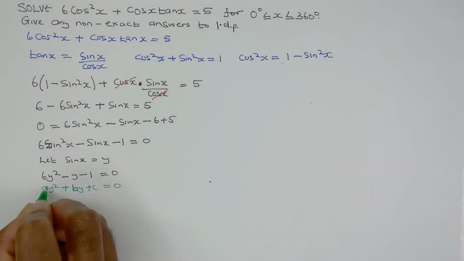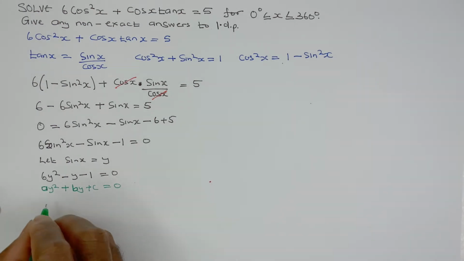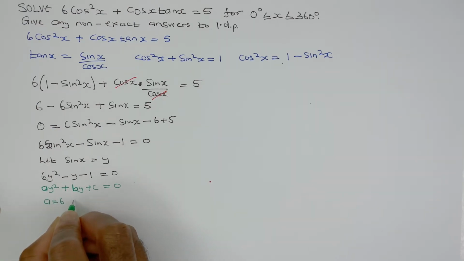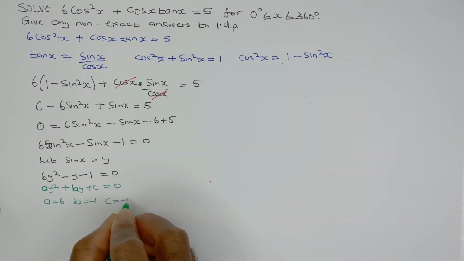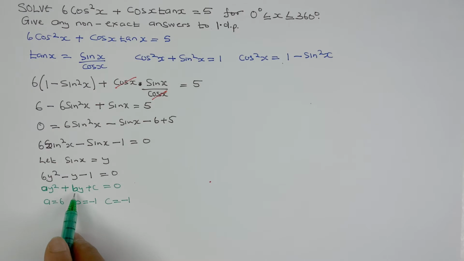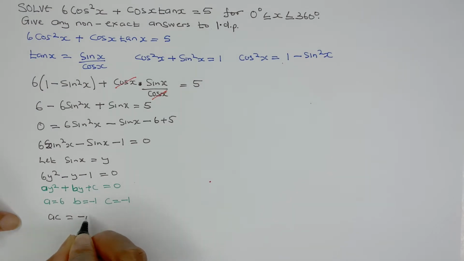I want to factorize it if it's factorizable. So a equals 6, b equals minus 1, and c equals minus 1. You can see that's b there. There's 1 here, even though you can't see it, 1 is the default. Now I need to apply the factorization process. So I need to find ac, that means a times c, which is minus 6.